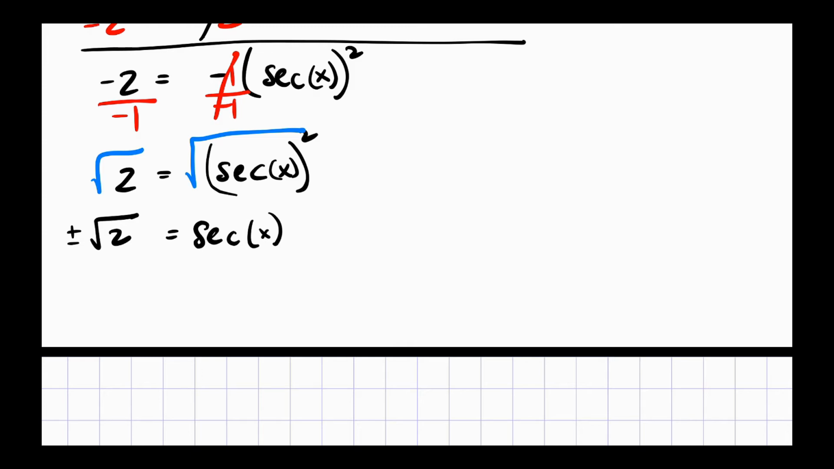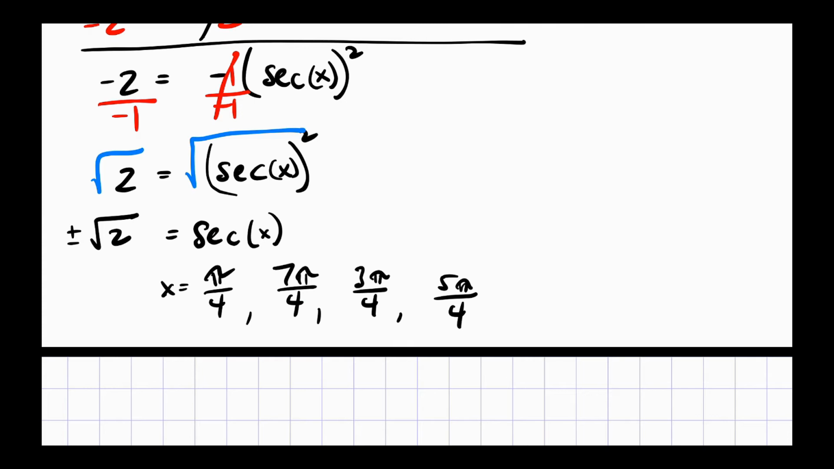Secant is square root of 2 at pi over 4. It's also true at 7 pi over 4. Oh, negatives, I forgot the negatives. It's negative square root of 2 at 3 pi over 4. And there's one at 5 pi over 4. So that's where all of them equal positive and negative square root of 2.